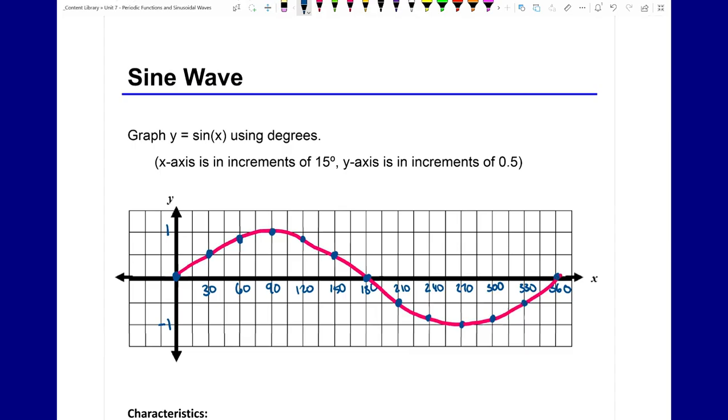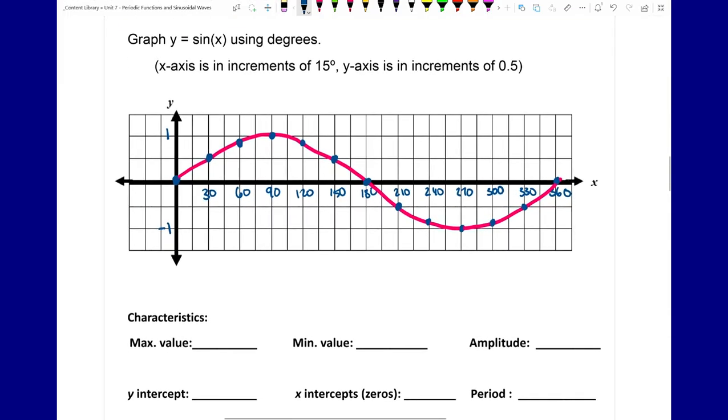Now, because it's a periodic function, we can come up with some characteristics for our sine wave. The maximum value, in this case, is going to be 1. That is the highest value we go to. Our minimum value is negative 1.